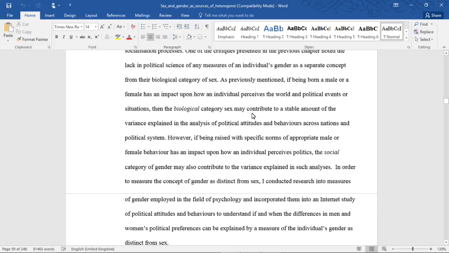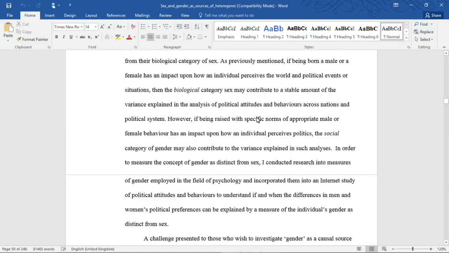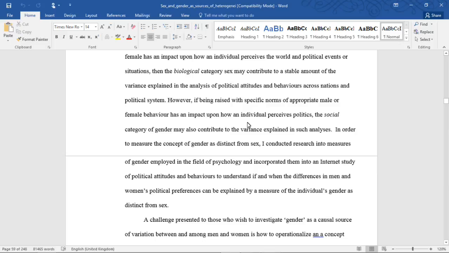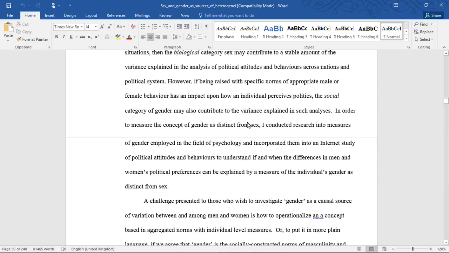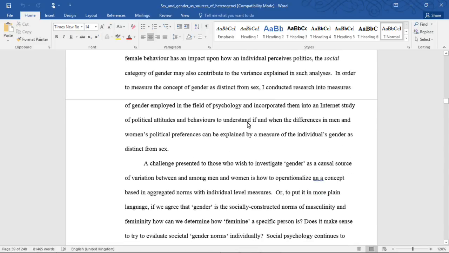However, if being raised with specific norms of appropriate male or female behavior has an impact upon how an individual perceives politics, the social category of gender may also contribute to the variance explained in such analyses. In order to measure the concept of gender as distinct from sex, I conducted research into measures of gender employed in the field of psychology and incorporated them into an internet study of political attitudes and behaviors to understand if and when the differences in men and women's political preferences can be explained by a measure of the individual's gender as distinct from sex.